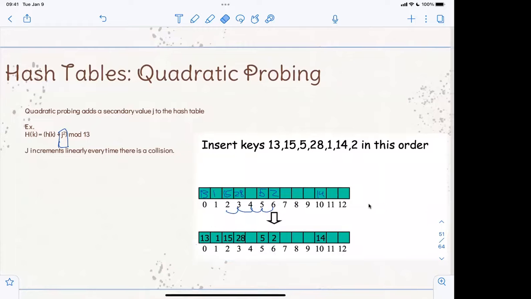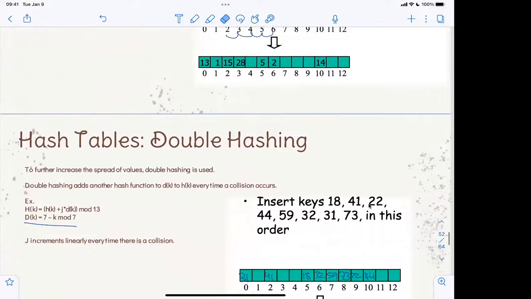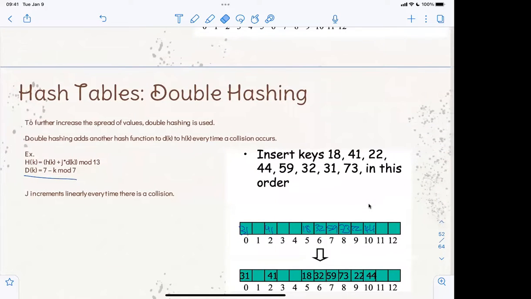Okay. So it's random for double hashing. Yeah, it's basically random.